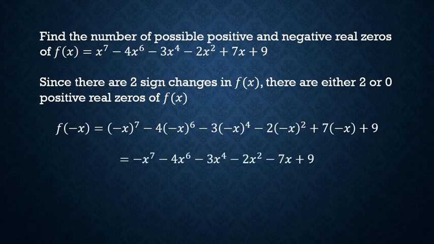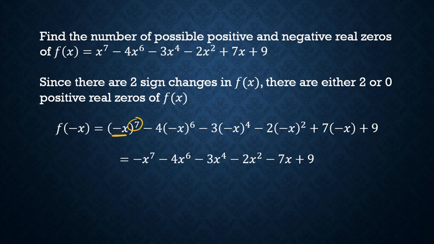So when you simplify this all out, you get minus x to the 7th, minus 4x to the 6th, minus 3x to the 4th, minus 2x squared, minus 7x plus 9. This guy was raised to an odd power, so there's a minus sign. This guy was raised to an even power, no sign change. Raised to an even power, no sign change. Raised to an even power, no sign change. Negative x raised to the 1, that's an odd power, sign changes. Plus here, minus here, and then the constant remains the same.